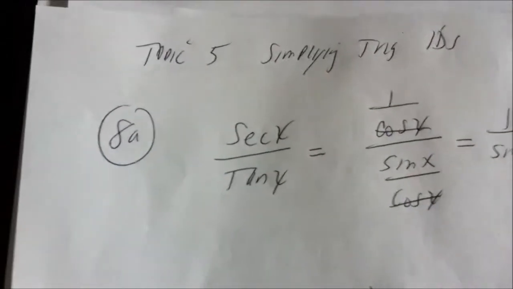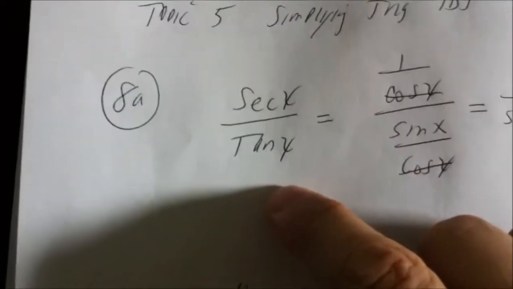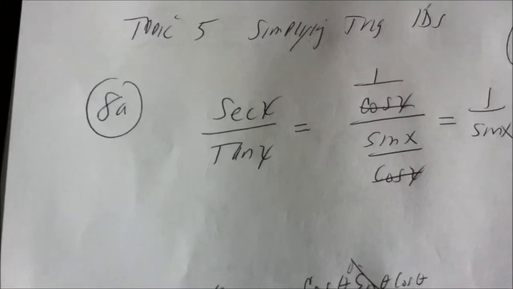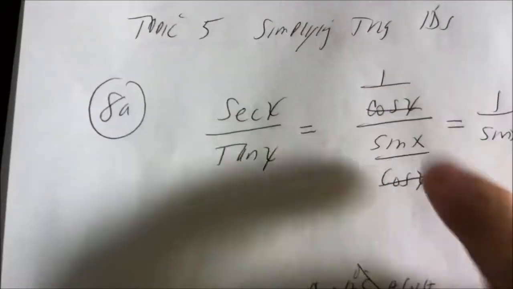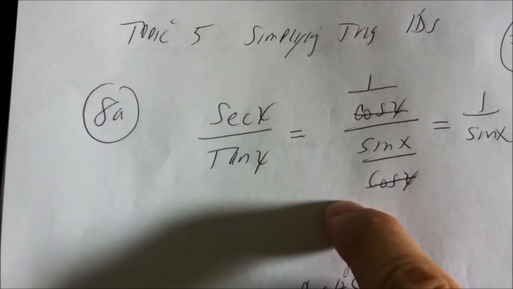8 was all about simplifying trig identities. I gave you a 3-part question there. Part A was to simplify secant over tan. And again, if you don't know what these basic definitions are, you won't be able to do this, right? So secant here is 1 over cosine, and tan is sine over cosine.